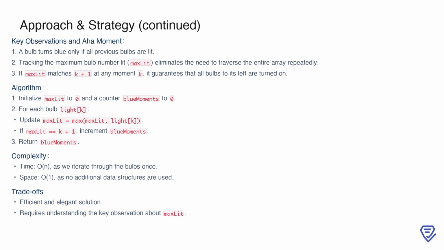This insight allows us to design an efficient algorithm. We initialize two variables, maxlit to track the highest bulb number lit so far and blue moments to count the moments when bulbs turn blue. As we iterate through the array, we update maxlit to the maximum of its current value and the bulb number at light[k]. If maxlit equals k plus 1, it means all the bulbs up to that point are lit, so we increment blue moments. Once we've processed all the bulbs, we return the value of blue moments. This approach is both time efficient, with a complexity of n, and space efficient, requiring only constant additional space.